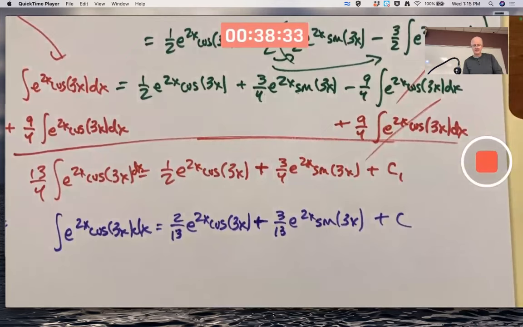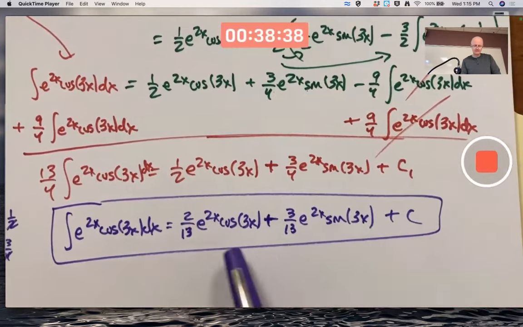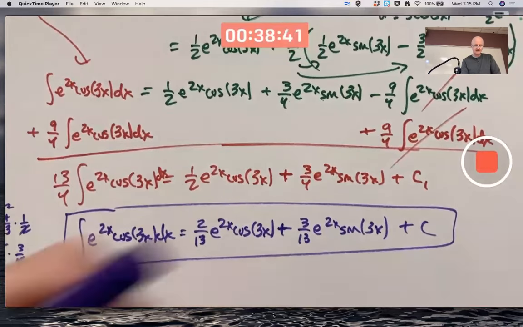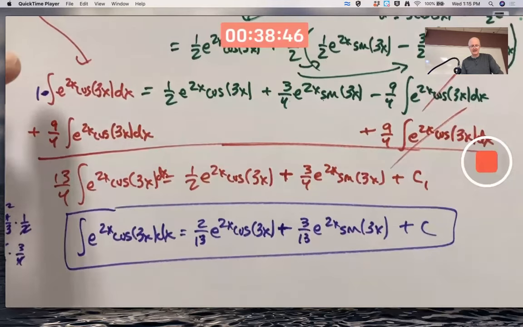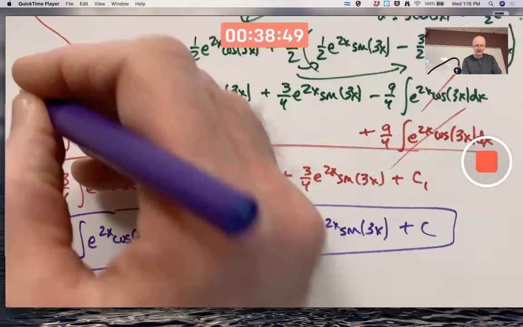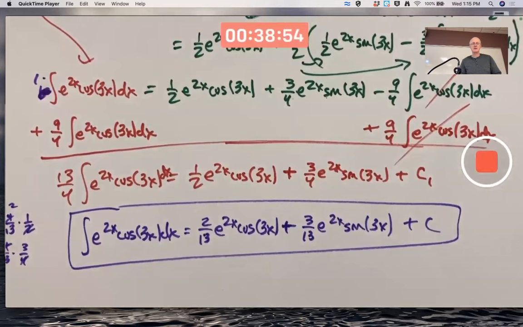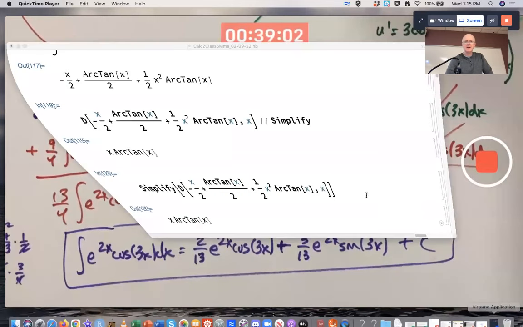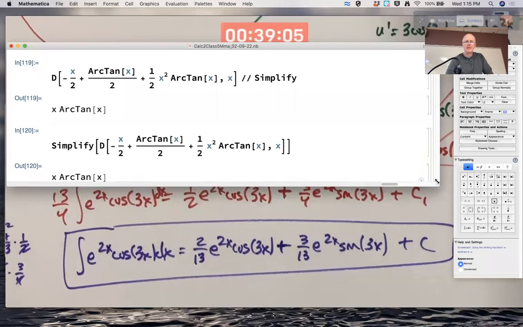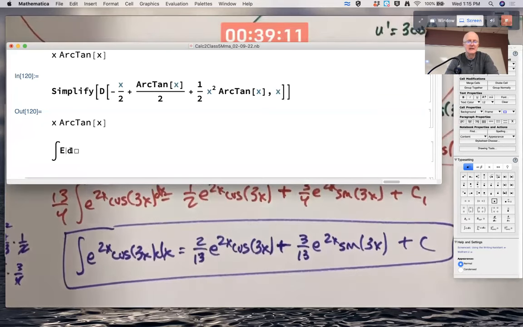Question? I'm adding this integral plus that integral, and this integral did not have a times 1 there to begin with, but here I'm trying to put a times 1. Yeah, 1 is 4/4, and so 4/4 plus 9/4 is 13/4. It's very possible I can make mistakes, so please be looking for mistakes.